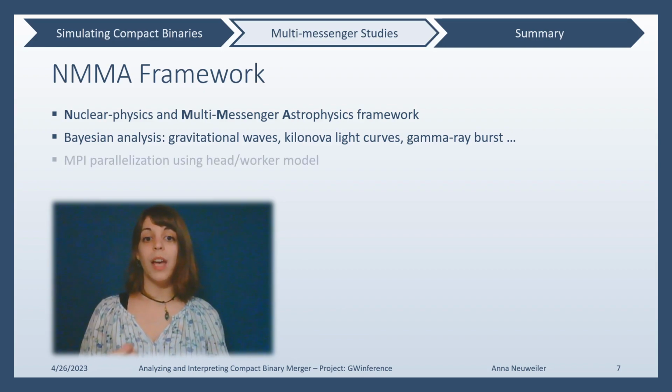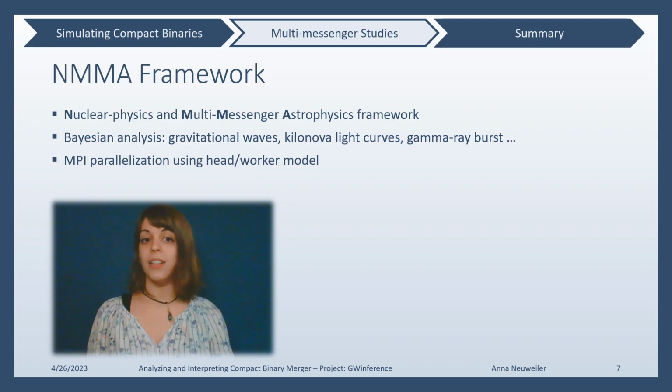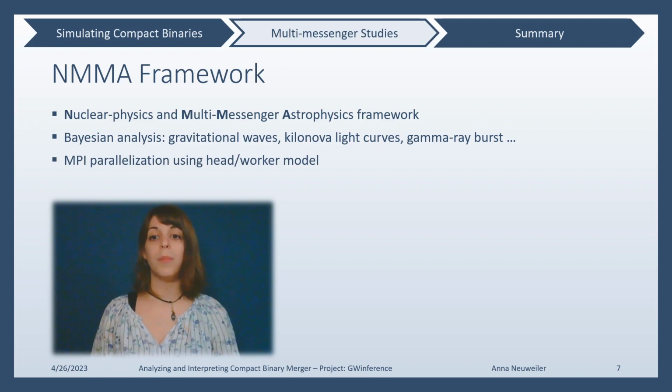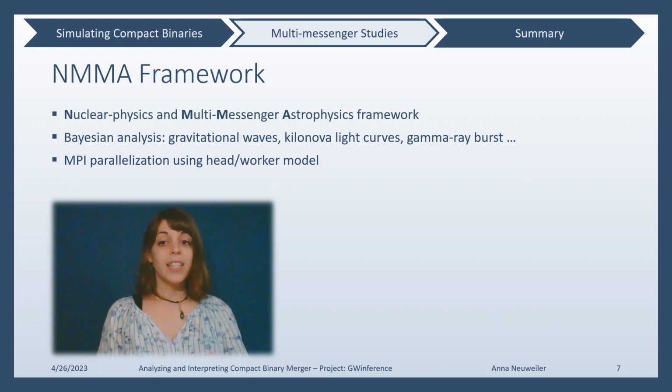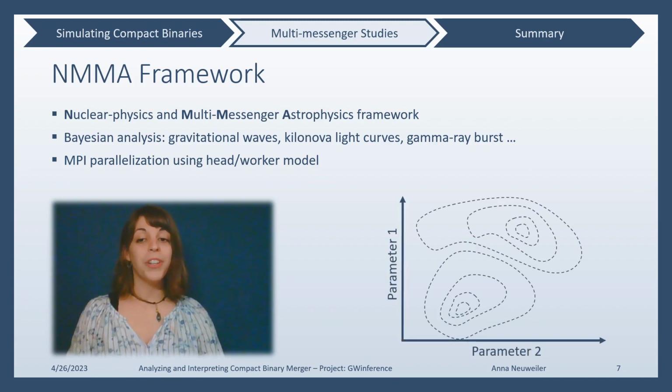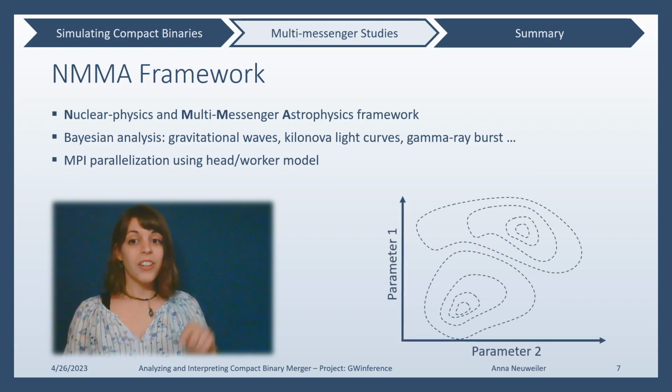Here we use an MPI parallelization using a head-worker model. And here the most expensive part is to estimate the likelihood function, simply because we have a huge parameter space, up to 80 different parameters. I simplified it here on 2 parameters and sketched here a likelihood function.